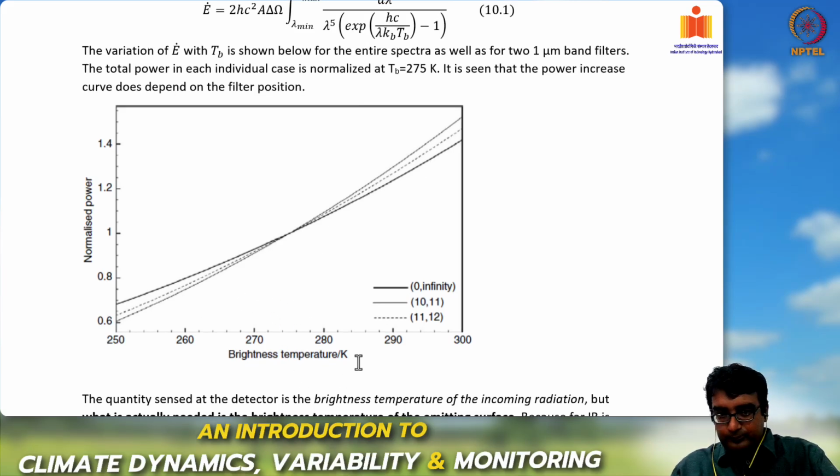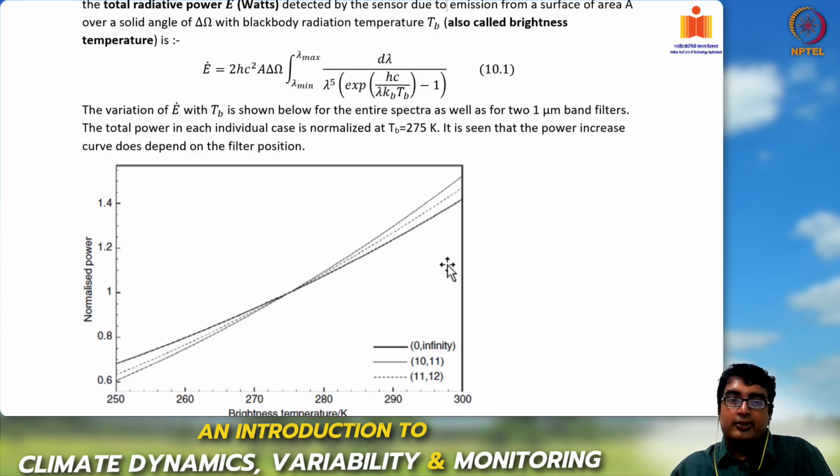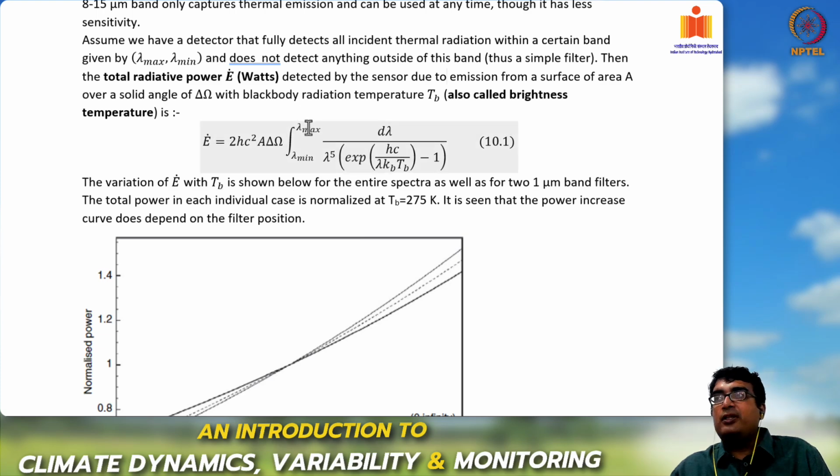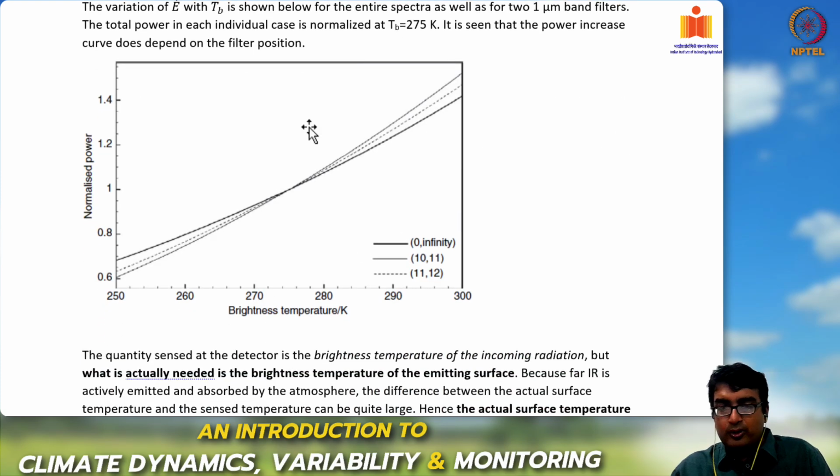brightness temperature. So the x-axis is the obtained brightness temperature, the y-axis is the normalized power, and we have three filters. One is where there is no filter at all, 0 to infinity. So lambda min is 0, lambda max is infinity. It is detecting everything, which is of course not usual. This is the solid line. Now here there is a 1. So we are basically at 275 Kelvin.